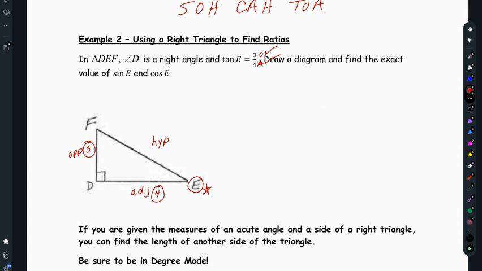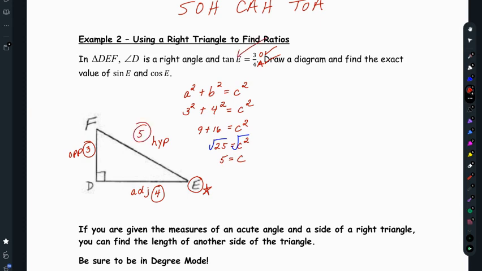And now I can use the Pythagorean theorem to find my hypotenuse. Again, the Pythagorean theorem is a squared plus b squared equals c squared. The hypotenuse is always on the side by itself. It's represented by the letter c. So we have 3 squared plus 4 squared equals c squared. Take the square root of both sides, and we find that the value of c is 5.